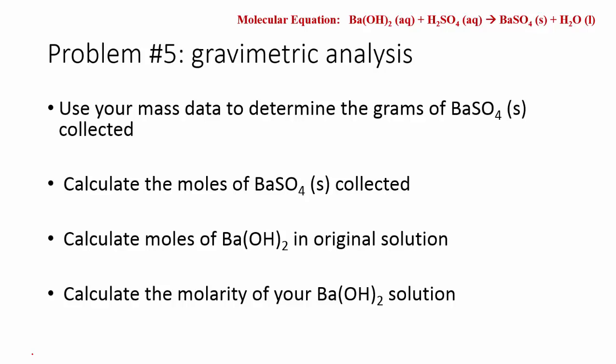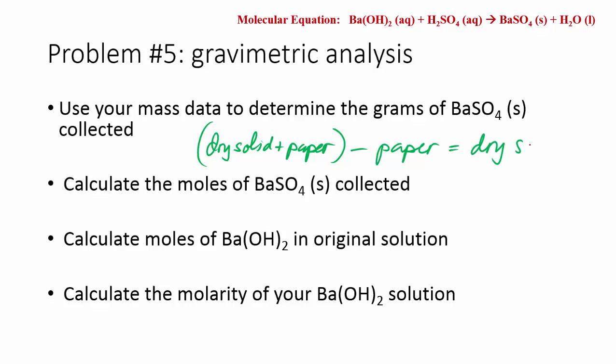So you have to look at your mass data. You want to look at your final heating, which would be your dry solid and the filter paper. And you want to subtract from that the initial mass of your filter paper, right, to get the mass of your dry solid. Your dry solid should be pure barium sulfate.